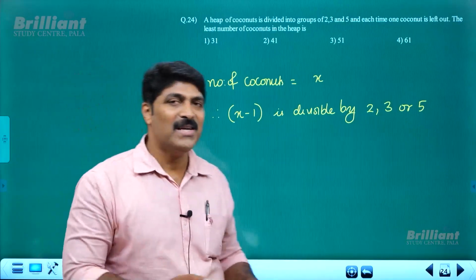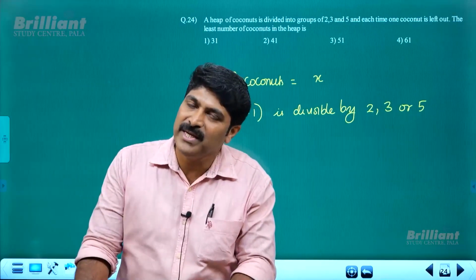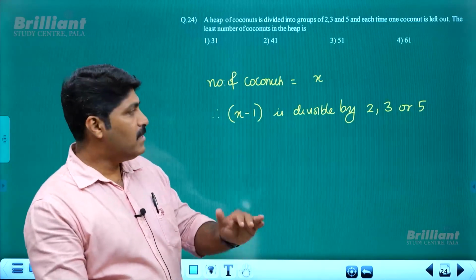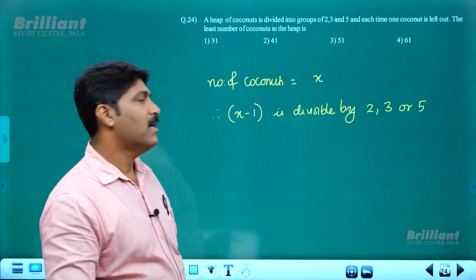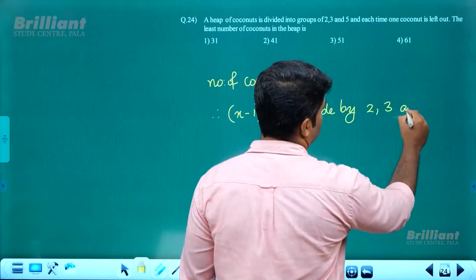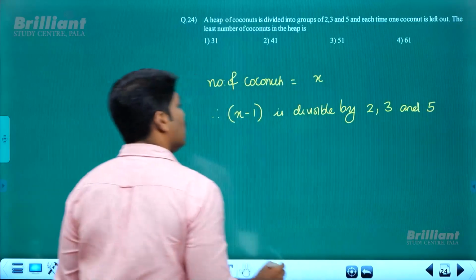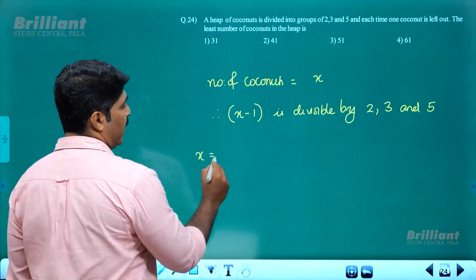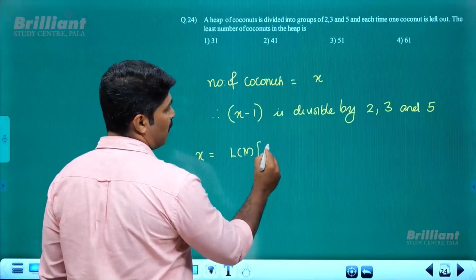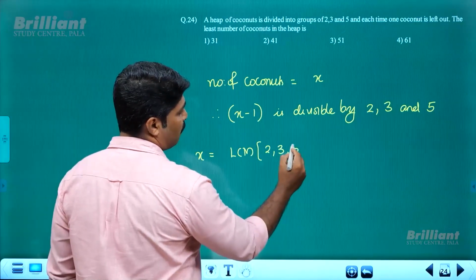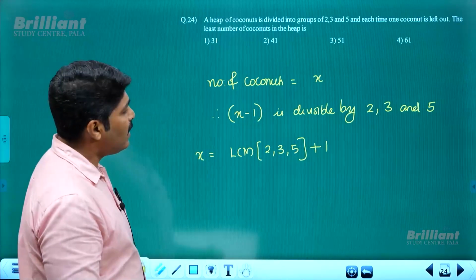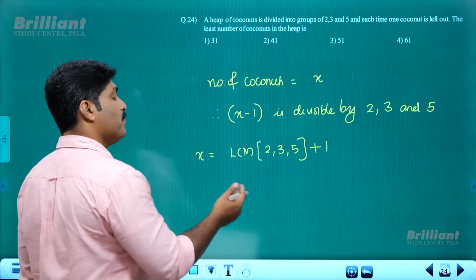That's very simple. We are considering the least such multiple of 2, 3, and 5. So that is the LCM of 2, 3, and 5. Here, instead of or, you can put that as 2, 3, and 5. Got it? So here, the number x is nothing but the least such number, that is the LCM of 2, 3, and 5, then put this plus 1. Got it? So what is the LCM of 2, 3, and 5?